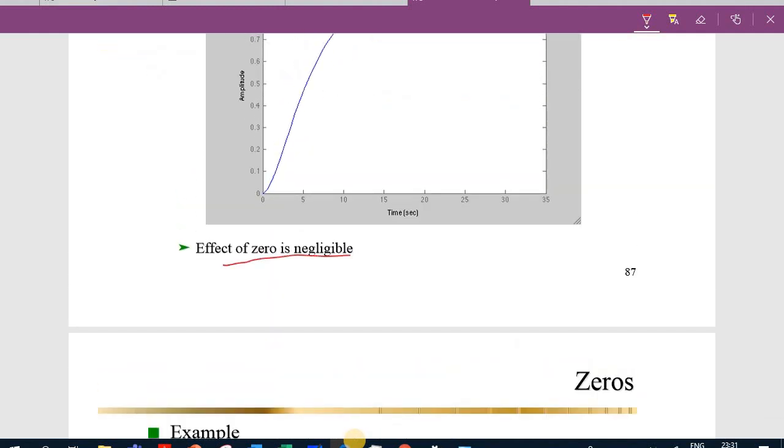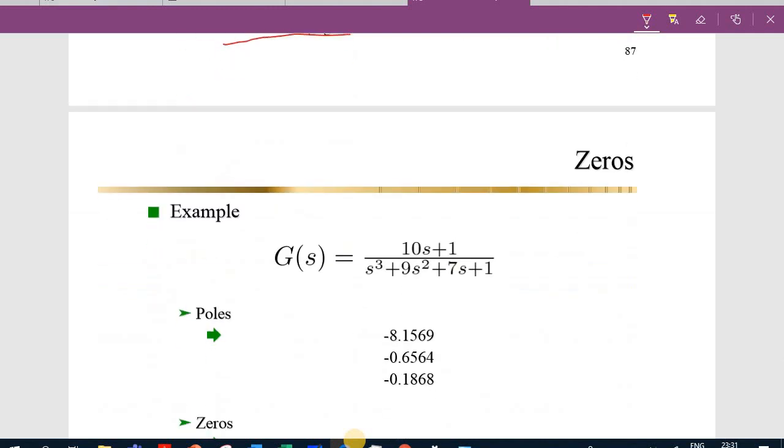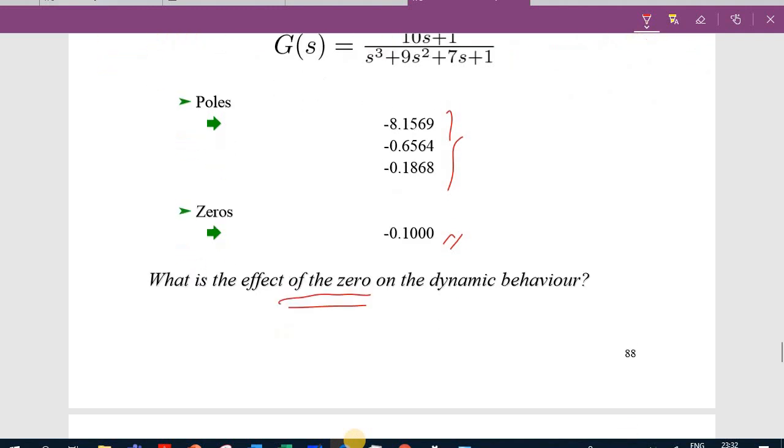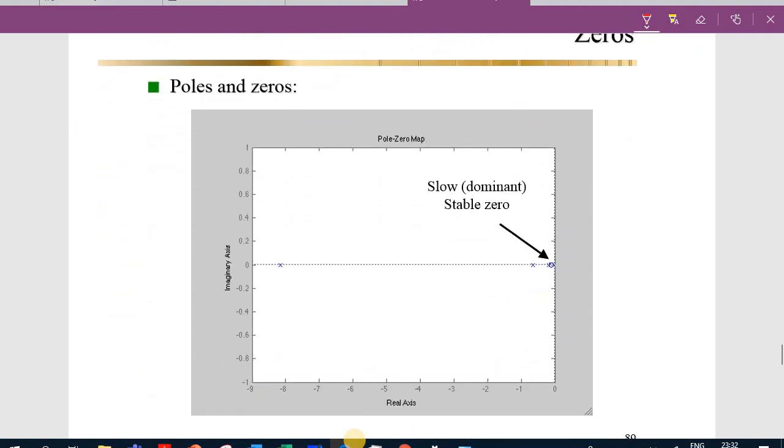It is negligible. Now the same example exactly, but instead of 1 over 10s plus 1, what are we using? We are using 10s plus 1. In this case, 10s is equal to minus 1 and s is equal to minus 0.1. We did not change the poles, just for the comparison. And it's asking us to find the effect of the zero on the dynamic behavior. In this case, you can already see that the zero is really very close to the origin.